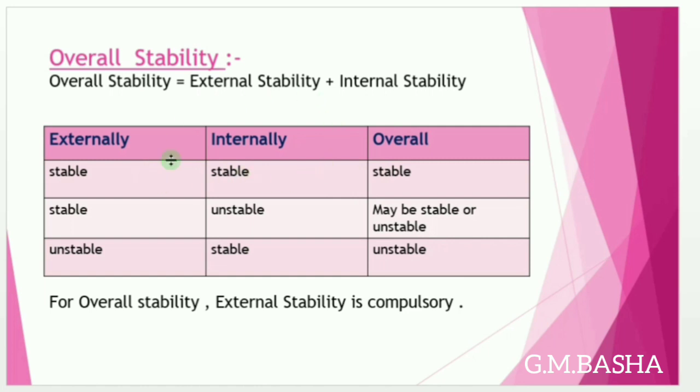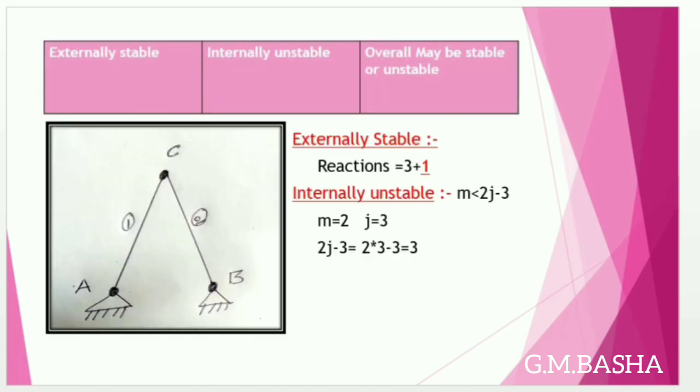When the structure is internally stable, if m equal to 2j minus 3, meaning number of members equal to 2 times joints minus 3, then the structure will be internally stable. Then the overall structure is also stable here. If the structure is externally stable and internally unstable, that is, if m less than 2j minus 3, meaning number of members less than 2j minus 3, then the structure is internally unstable. At that condition, the structure may be stable or unstable. So we will discuss this point here.